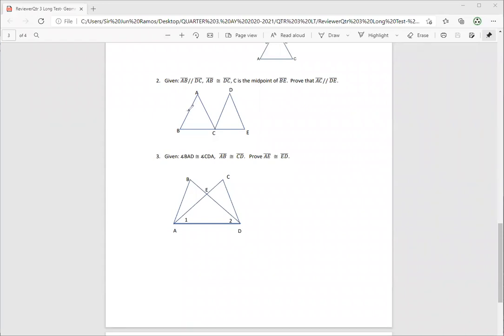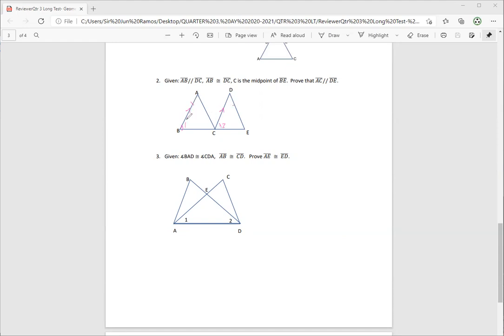Here, AB here is parallel to DC. So what is the implication? This one serves as the transversal, and we can say this angle should be congruent to this angle because they are corresponding angles. Okay, let's name this angle 1 and this is angle 2. That's the implication of that parallelism there. And then AB is congruent to DC. Segment AB here is already congruent to segment DC.